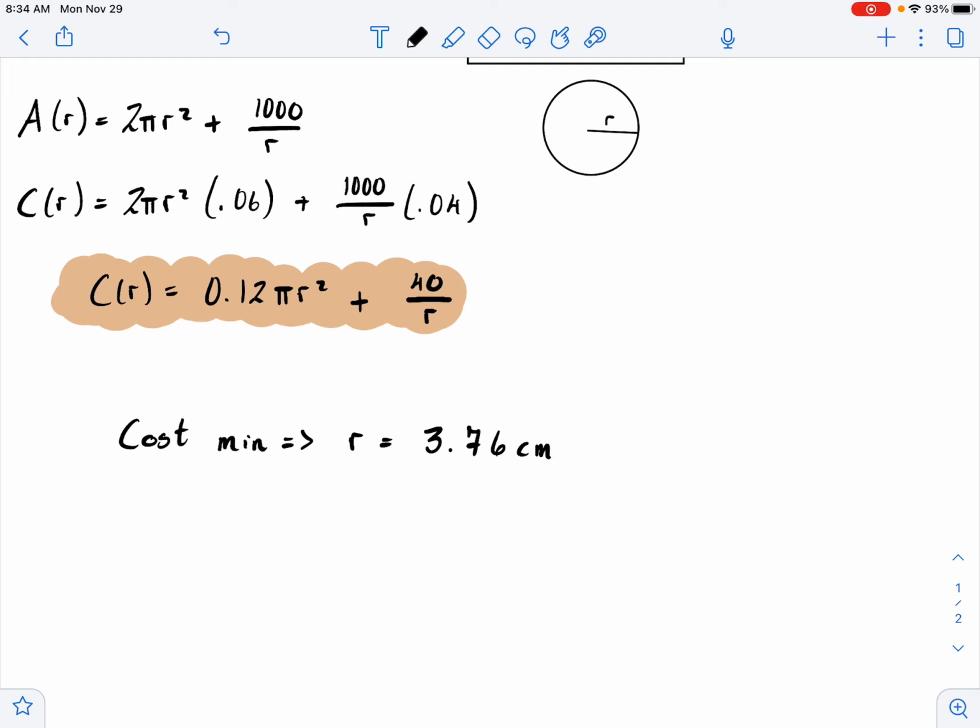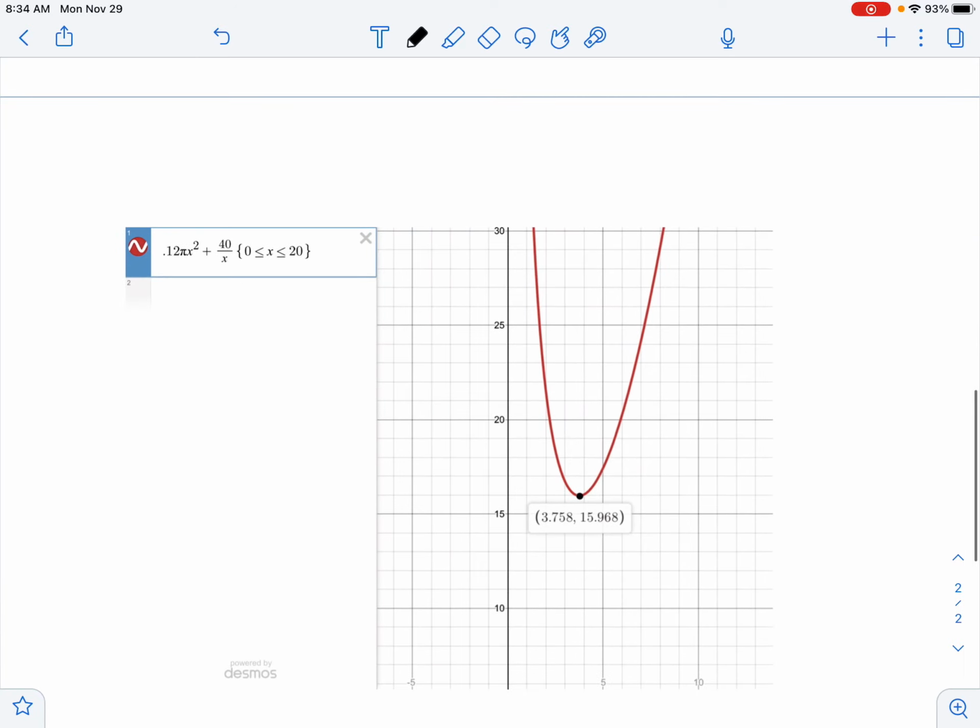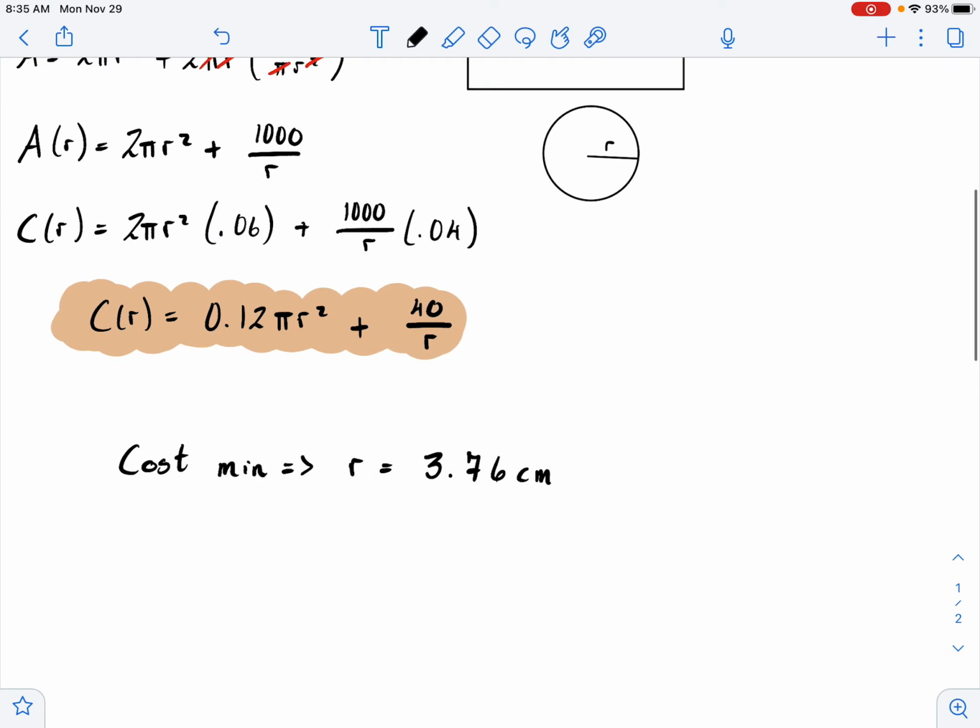And that is our solution right there. Again, you can see that is our function in the domain 0 to 20. And that is our answer.